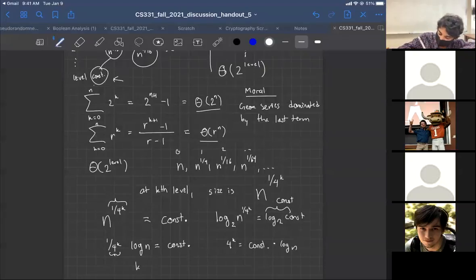So k is equal to the log base 4 of this. The constant factor doesn't matter. It's log base 4 of the log base 2 of n. Okay? Any questions here? Do we see how I got this?